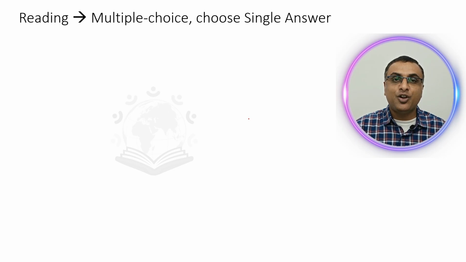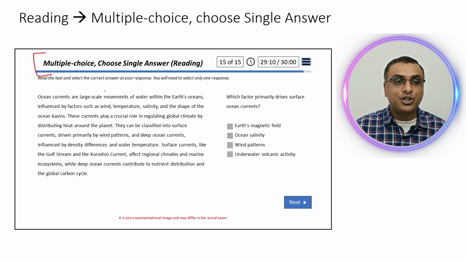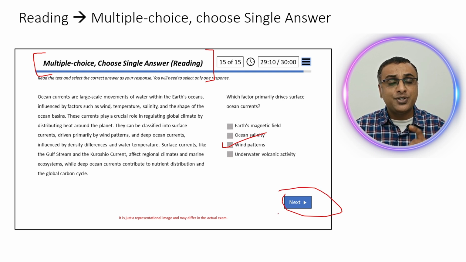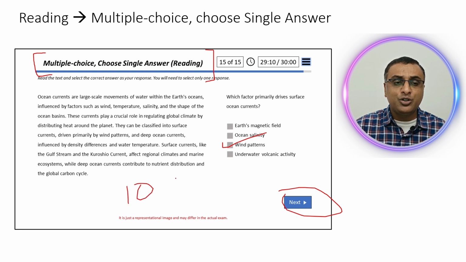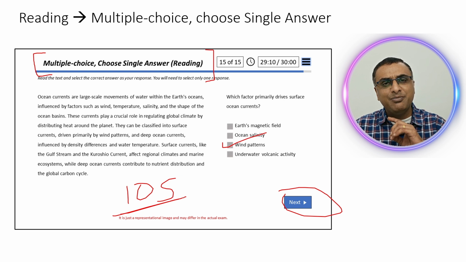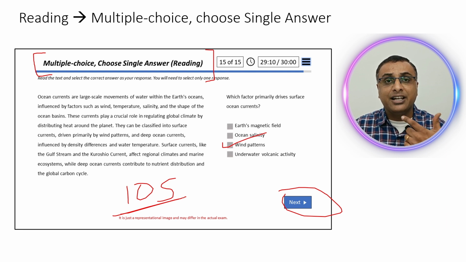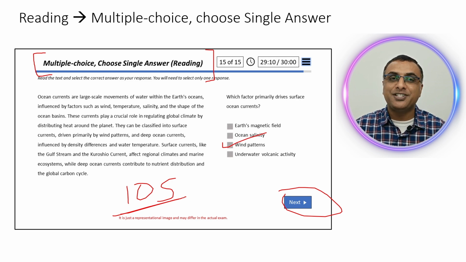Moving on to the next question of your reading module, which is multiple choice, choose single answer. In this question also, don't waste time reading the paragraph. Instead, randomly select one of the options and click next for the next question type in your exam. For both of the MCQs in your reading module, I would recommend not to spend more than 10 seconds. Randomly select one of the options, immediately click next for the next question type, because reading and writing fill in the blanks and reading fill in the blanks are the most important questions in your reading module. So make sure to put all the energy in these two questions.